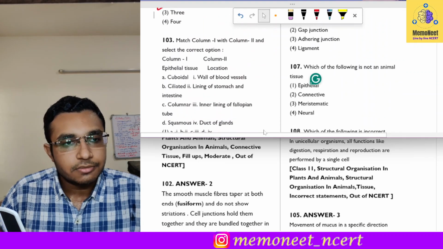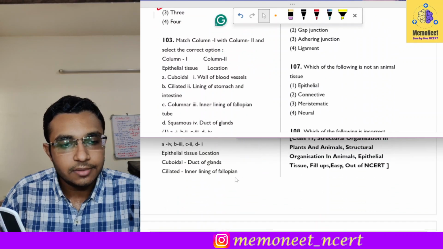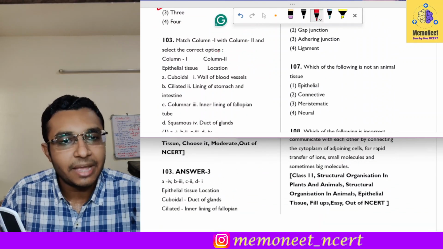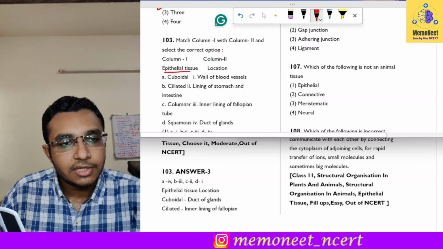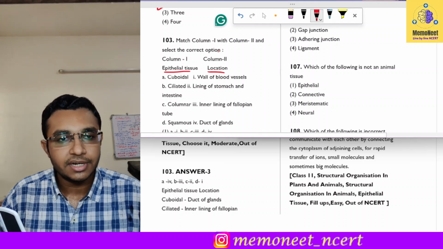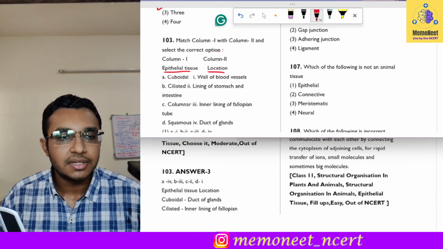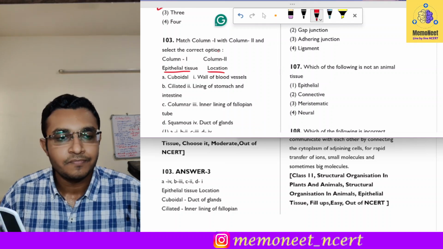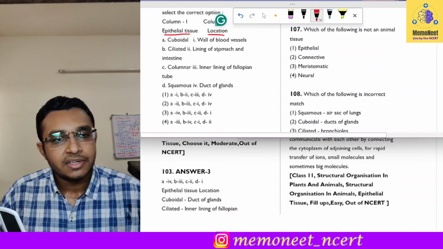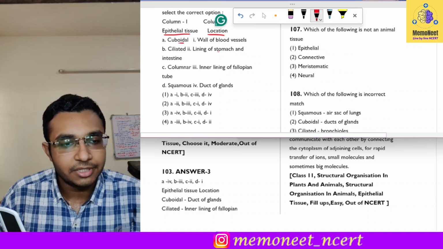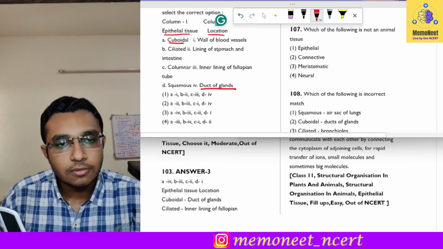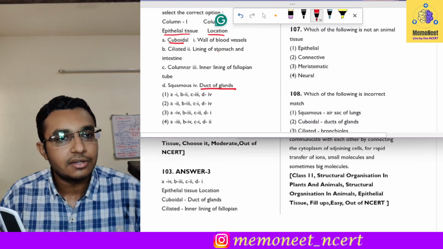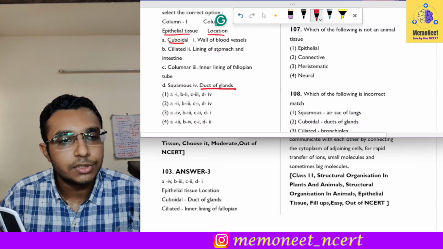Moving on to the next question, that is question number 103. So question 103 is a match the following type of question, and in column 1 there are the types of epithelial tissue given and in column 2 their location is given. So we have to match the type with their correct location. So let us start one by one. The first is cuboidal epithelium. Now see, cuboidal epithelium is found in the ducts of glands. So the ducts of glands contain cuboidal epithelium. So A goes with 4.